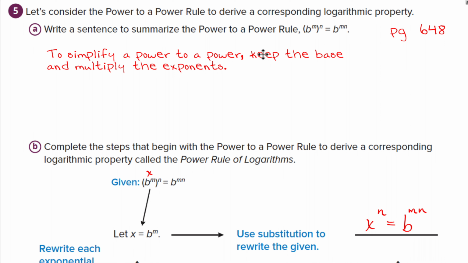Now to page 648. Here's the thing. We've done 2 of these. You can look through this last one. You can pause it and copy it down. To simplify a power to a power, keep the base and multiply the exponents.